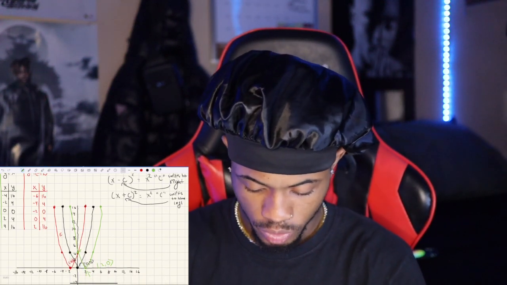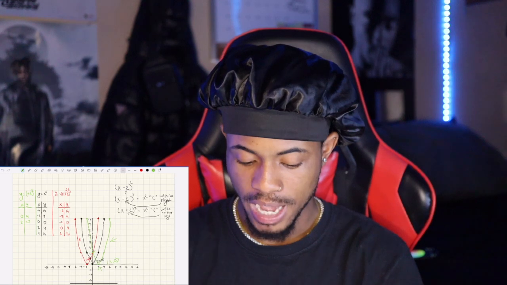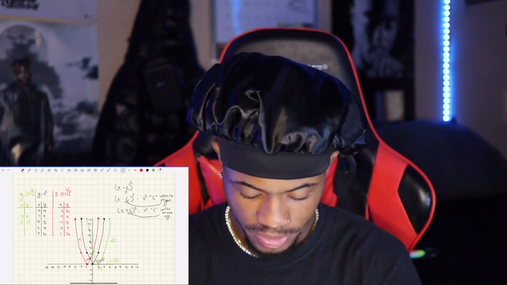As our rules state, when we have x minus c squared, we simply take x squared and move it 2 units to the right, evident by this green line right here. And when we have x plus c squared, we move it c units to the left, evident by this red line right here.